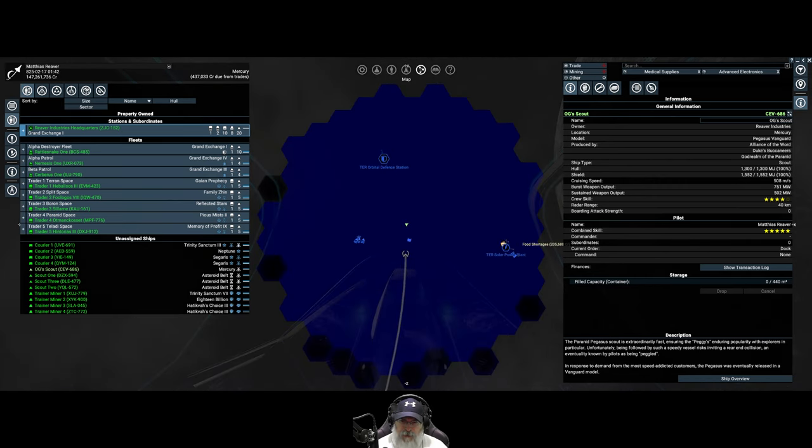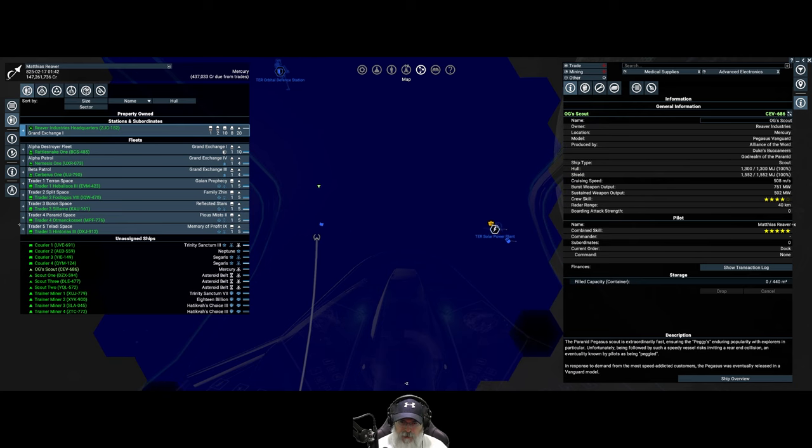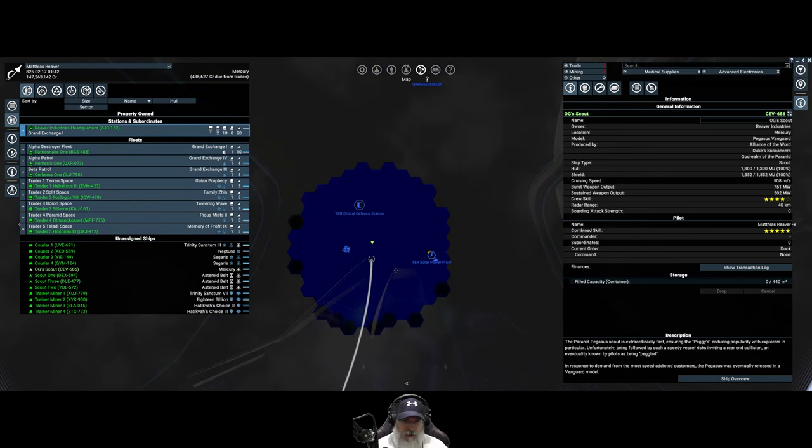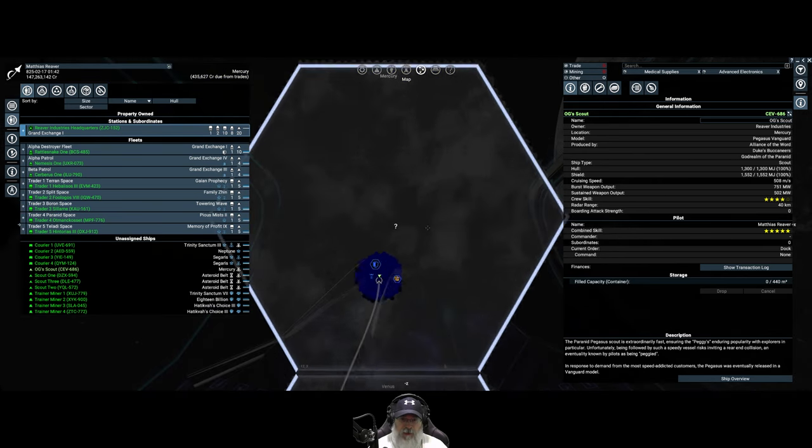There's a quest here. What is that quest? Is it something quick and easy? It's a medium quest. We must guarantee our food supplies in the sector are sufficient in case that were blockaded. Help stock the stations with food. Deliver foodstuffs to our stations in Mercury. Nah, I don't think I want to do that right now. I got too many other things to do.